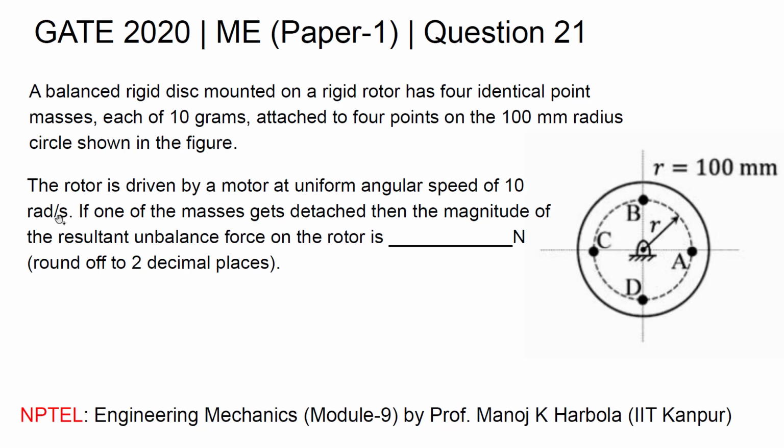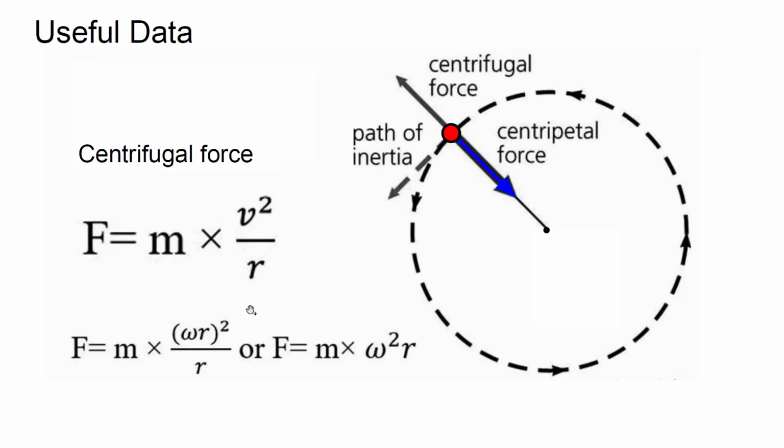Now the question is, if one of the masses gets detached, then what is the magnitude of the resultant unbalanced force on the rotor? This is a question regarding centrifugal forces. You can check out this topic in engineering mechanics module 9 by Professor Manoj from IIT Kanpur. Let's check out some of the useful information.